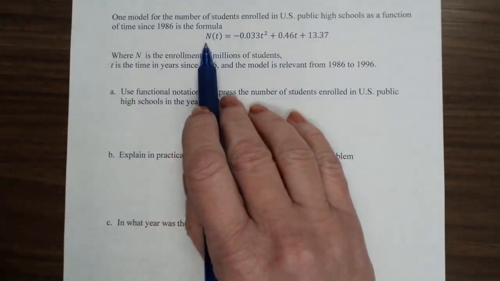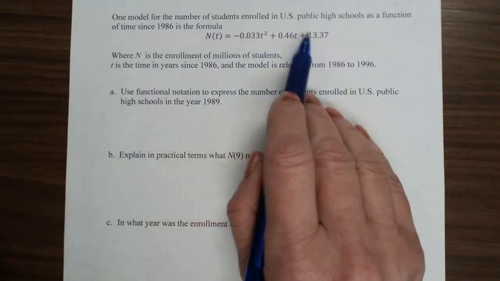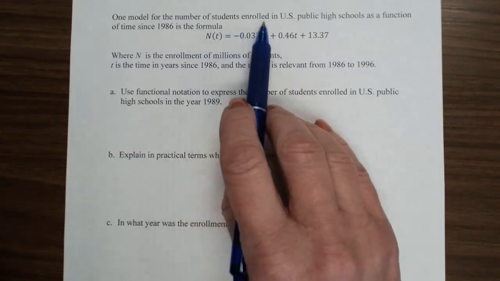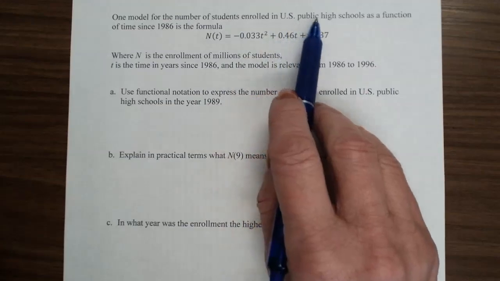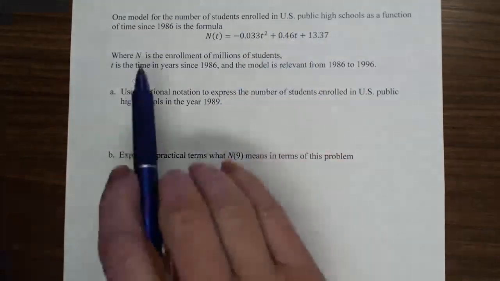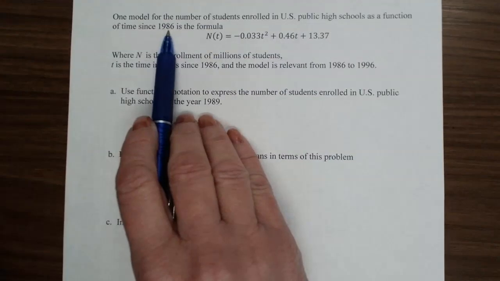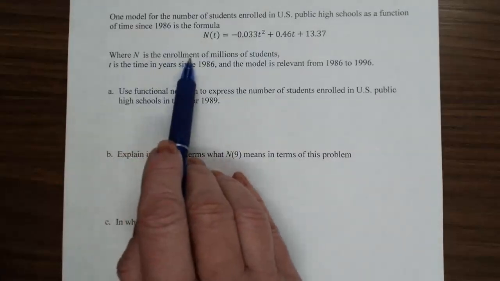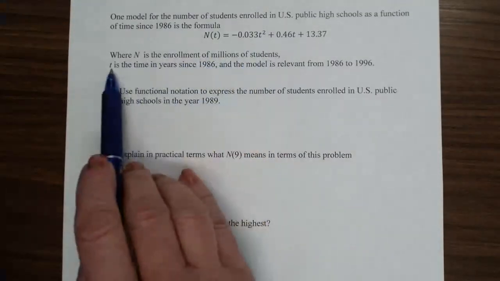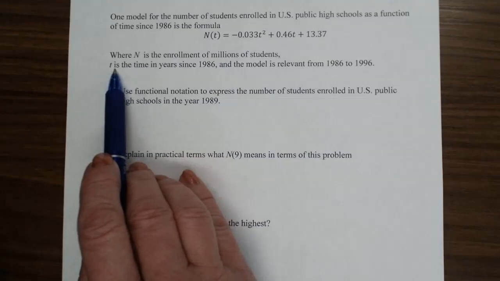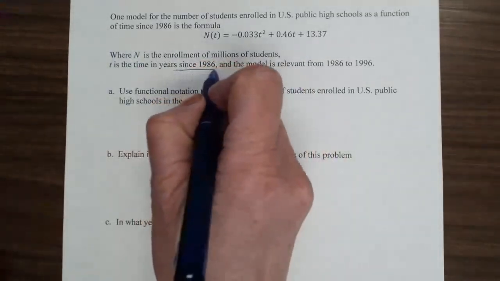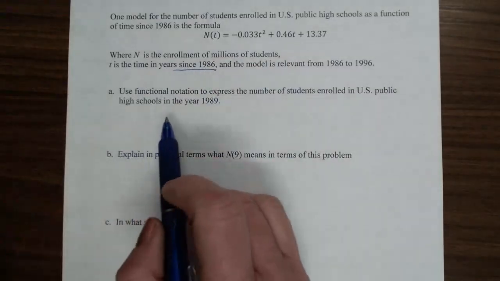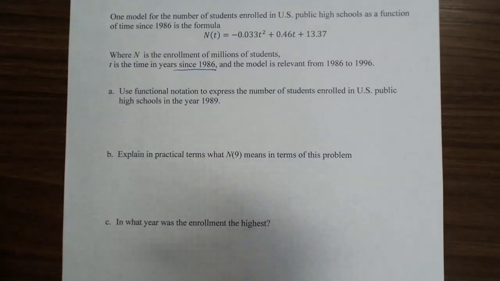So you see the formula in this problem, and this formula will give you the number of students enrolled in the United States public high schools since 1986. Important things: N is the enrollment of million students. T is the time in years. This is important, since 1986. We will answer just 3 questions for this problem.